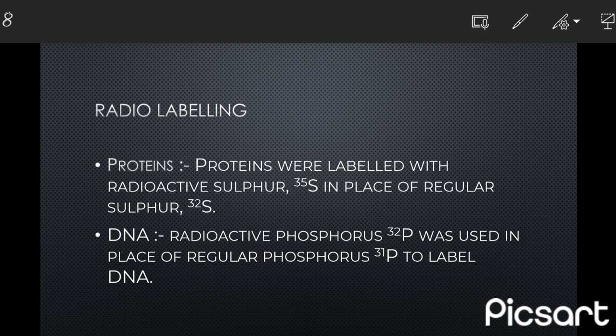Proteins were labeled with radioactive sulfur 35S in place of regular sulfur 32S, because protein molecules are made up of building blocks of amino acids, which contain sulfur. DNA was radioactively labeled with 32P phosphorus, because DNA is made up of phosphorus. Thus proteins were radioactively labeled with 35S and DNA was labeled with 32P, that means phosphorus. Clear?